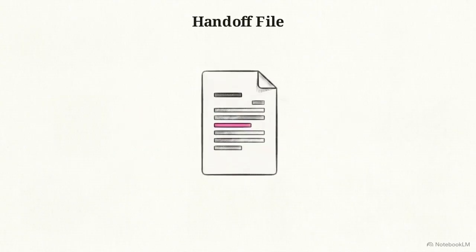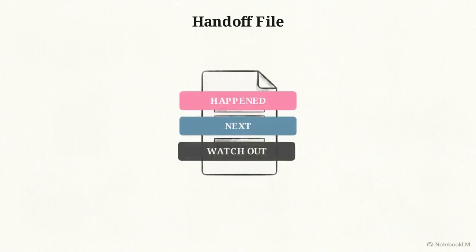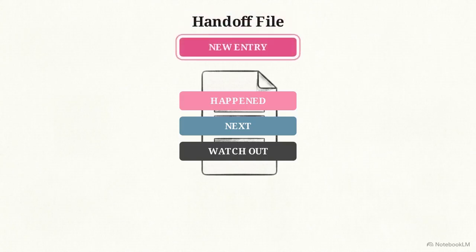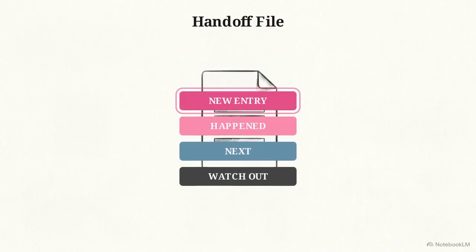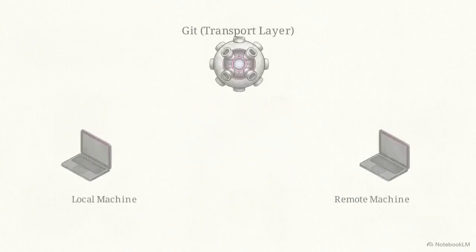The second component is the Handoff File, a highly structured shift logbook containing 3 specific sections: what just happened, what needs to be done next, and what to watch out for. The structure has one absolute, unbreakable rule. New entries must go at the very top. The newest information is always the first thing the next session sees.